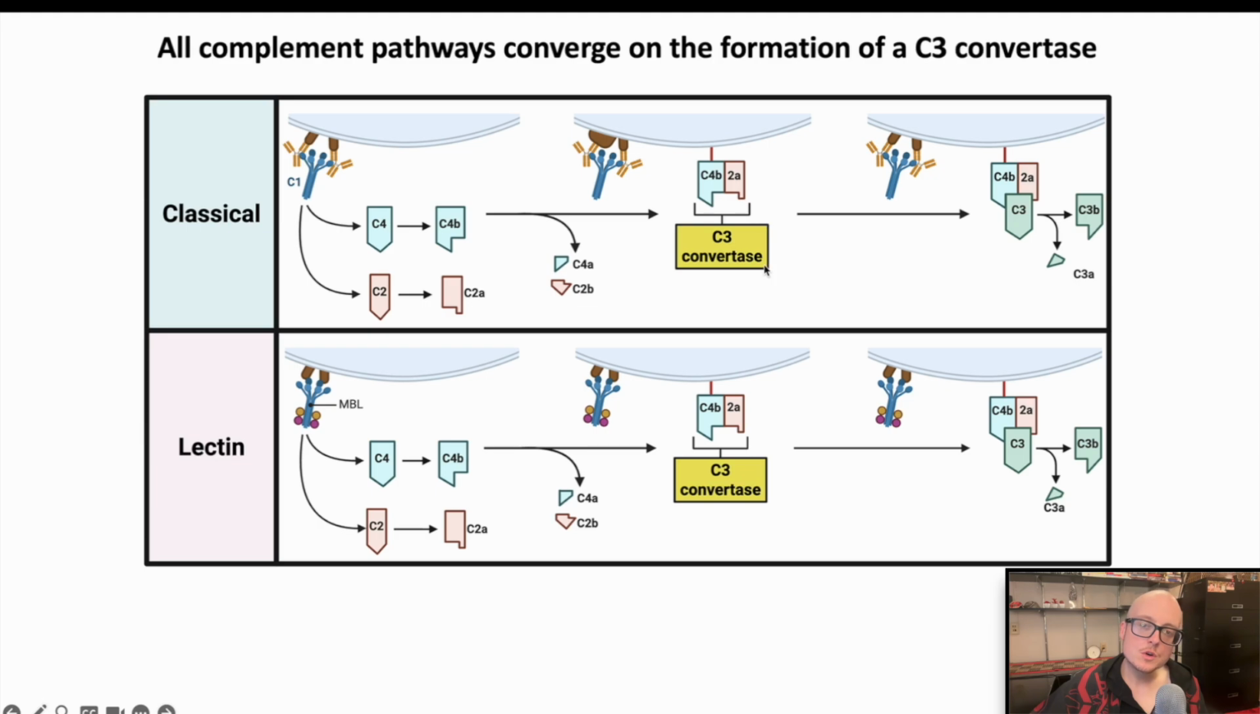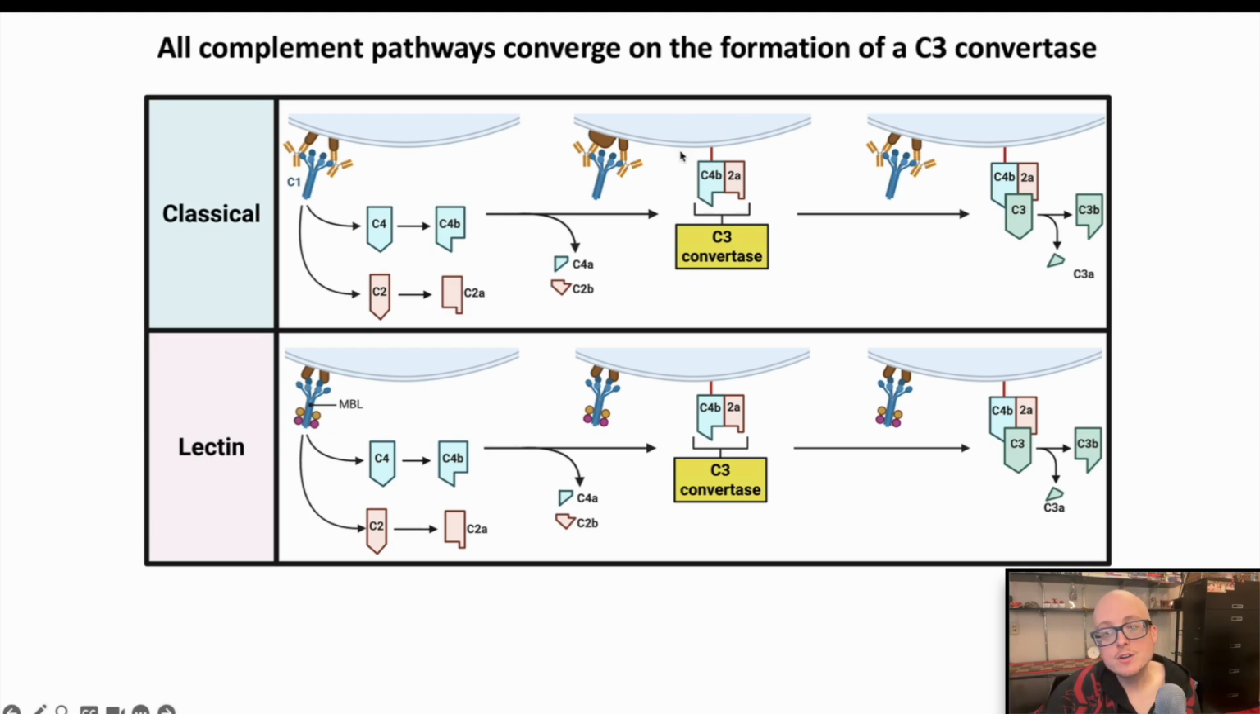It's very important to note that fundamentally, after this initial step of pattern recognition by either C1 or MBL, both pathways make a C3 convertase, and they make the same C3 convertase. In both examples, the C3 convertase is C4b2a. And so we can say that all complement pathways converge on the formation of a C3 convertase. It won't always be this exact C3 convertase, but the classical and lectin pathways share the same one.